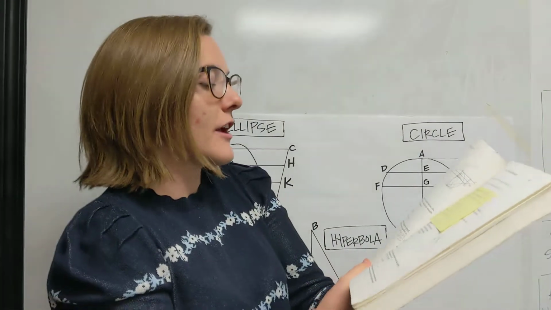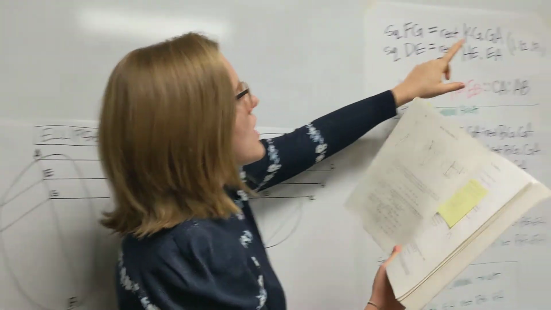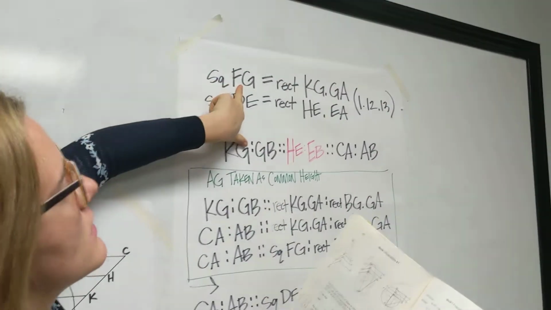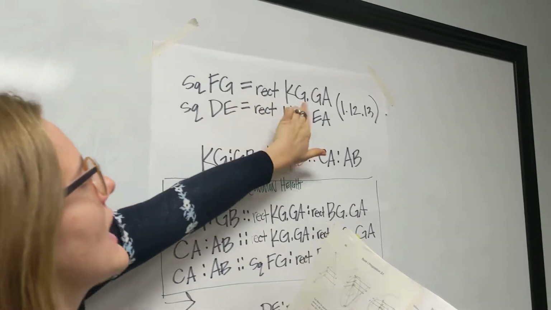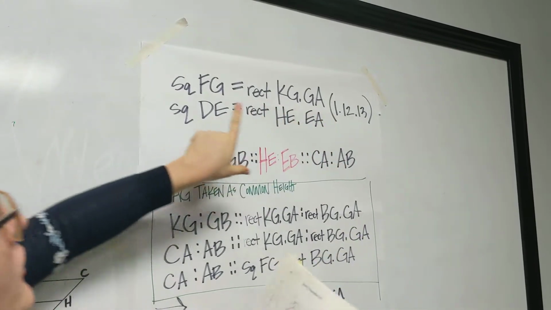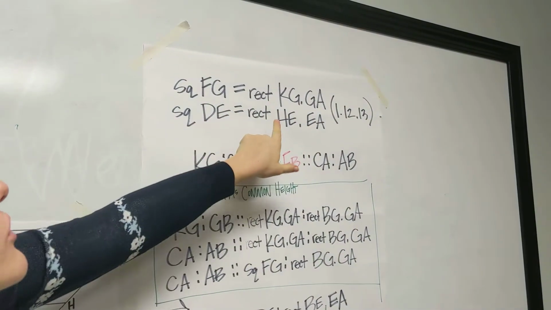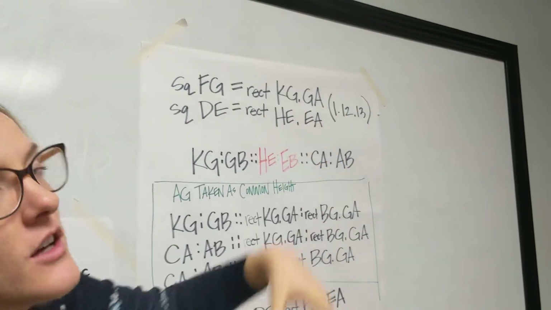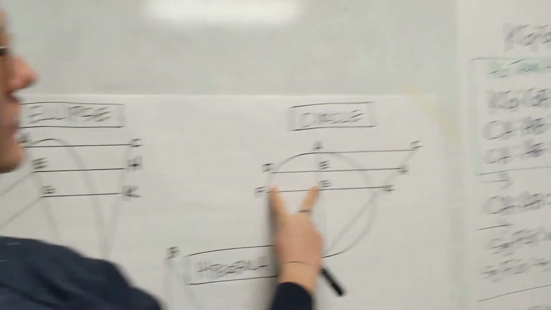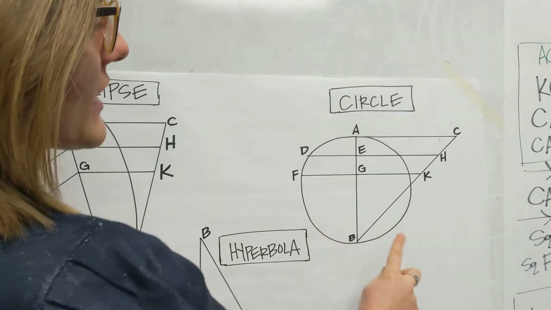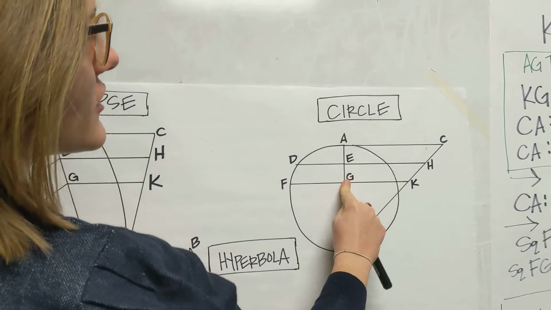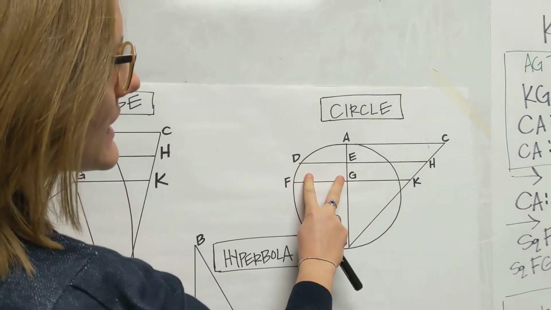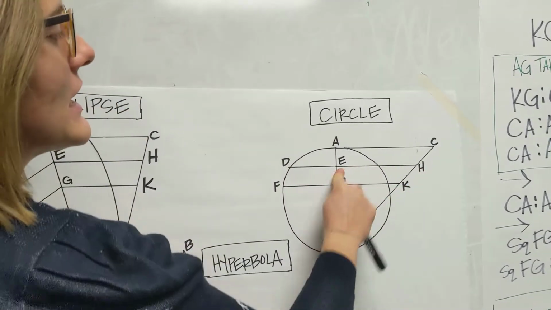So he says, therefore, and we can come over here, the square on FG is equal to the rectangle KG, GA, and the square on DE is equal to the rectangle HE, EA. So we can kind of look over here to see that. The square on FG is equal to the rectangle KG, GA, and the square on DE is equal to the rectangle HE, EA.